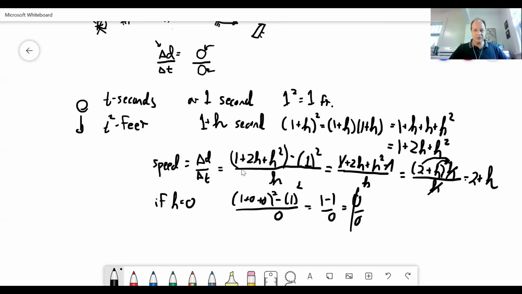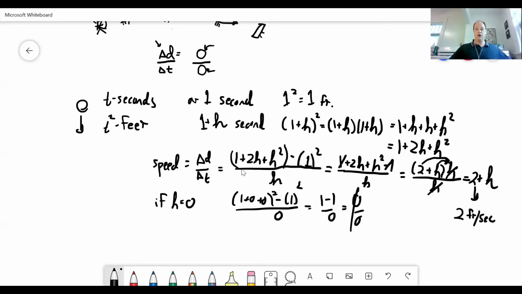So after a little algebra, we get that at 1 second, if we look at the difference between 1 second and 1 plus an infinitesimal amount later, we get an instantaneous velocity of 2 plus whatever that infinitesimal amount is. And so now if we say, well, that amount is infinitesimally small, so we can neglect it, now we get an answer of 2 feet per second.